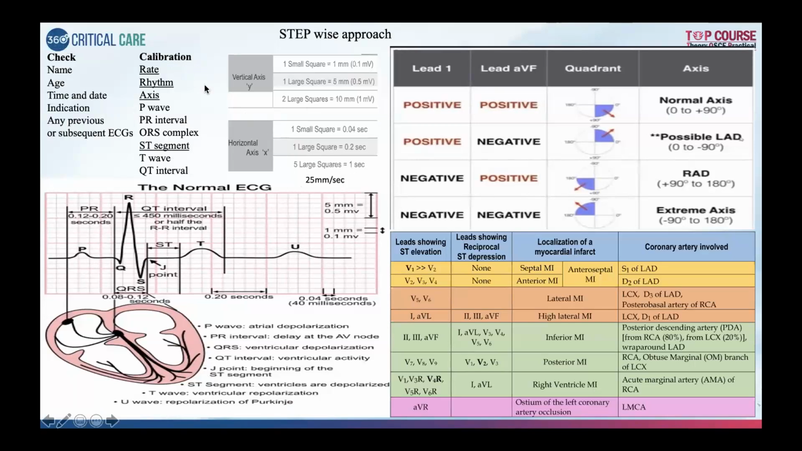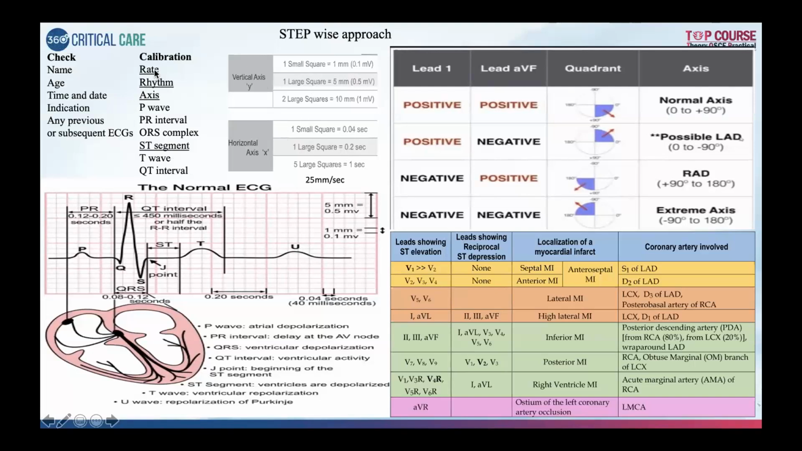If it's calibrated appropriately, on the x-axis, the timing is one small square equal to 0.04 seconds, that is 40 milliseconds. A large square is 0.2 seconds, that is 200 milliseconds. On the vertical axis, one small square is equivalent to 0.1 millivolt and one large square is equivalent to 0.5 millivolt. Next, you will have to assess the rate.